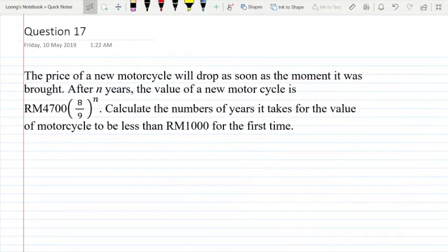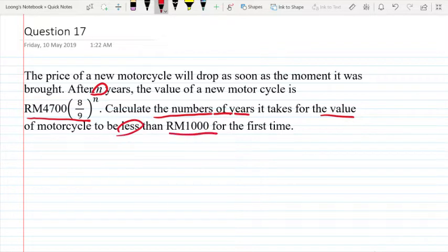And now we'll be starting off with question 17. Question 17 here said that the price of a new motorcycle will drop from the moment it was bought. After n years, the value of the new motorcycle is 700 (8/9)^n. And we need to calculate the number of years it takes for the value to be less than 1000 for the first time. So to start off, we need to set up an equation using what the question gave us and say less than 1000.